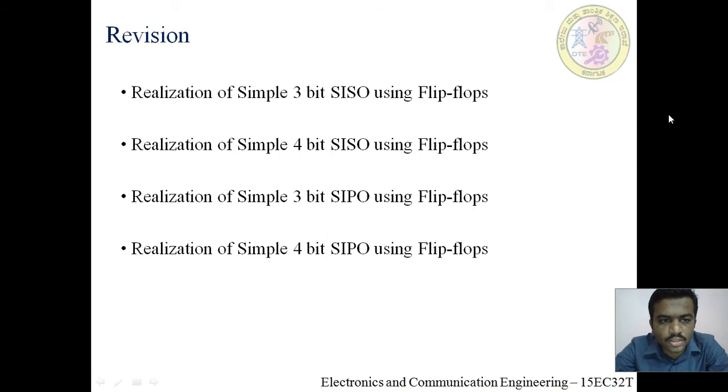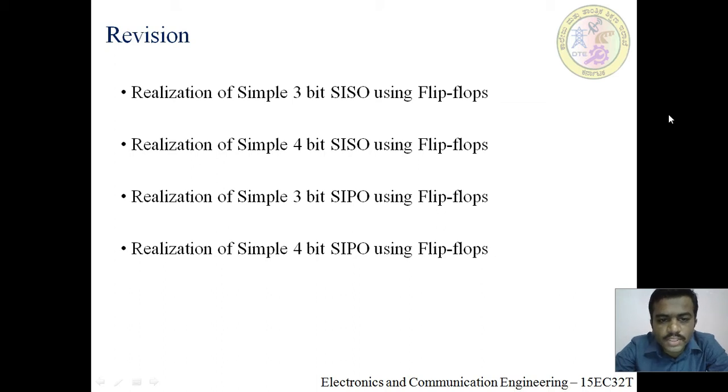In session 2 we considered the realization of simple serial in serial out shift register and serial in parallel out shift register. In case of serial in serial out shift register, data is entered into the shift register in serial form and also the data is shifted out of the shift register in serial form. Here serial form means that only one bit of data is entered into the shift register and shifted out of the shift register on application of a single clock pulse.